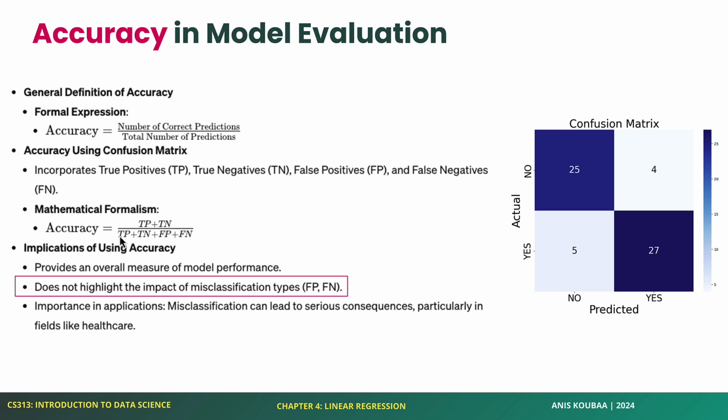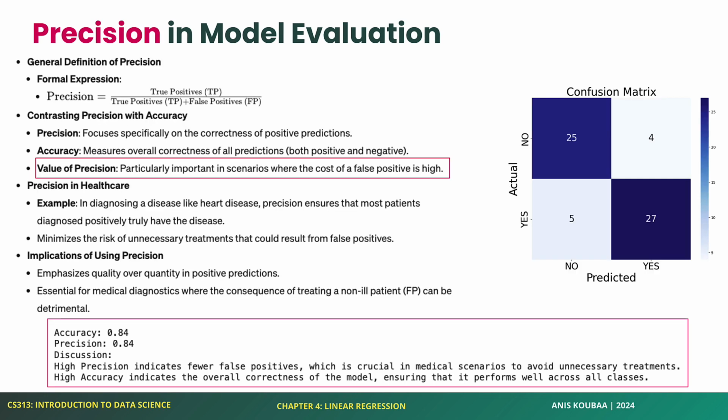So it only focuses on the correct classification. This is why we have another metric, which is called precision. What do we mean by something is precise? As close as possible to the actual value. Here it will focus on the correctness of positive predictions. It's precise with respect to the positive predictions.